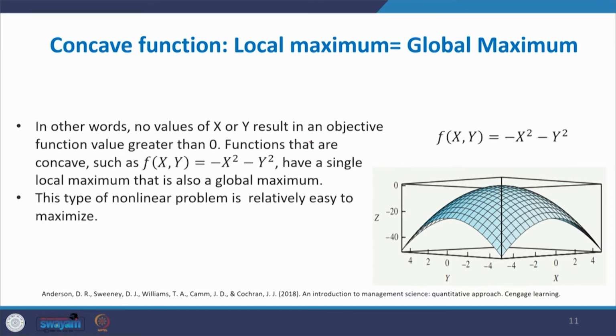The functions that are concave, such as f of x comma y equals minus x square minus y square, have a single local maximum, which is also the global maximum. So, in a concave function, the local maximum is equal to the global maximum. This type of nonlinear problem is relatively easy to maximize.